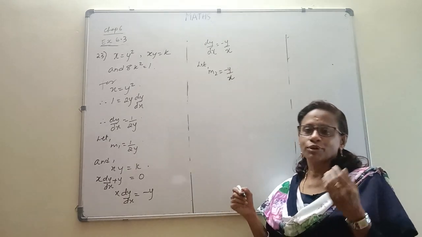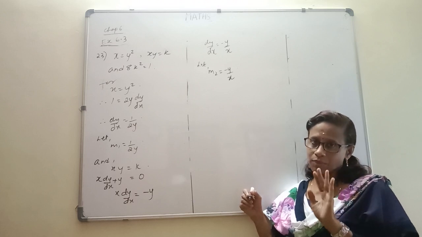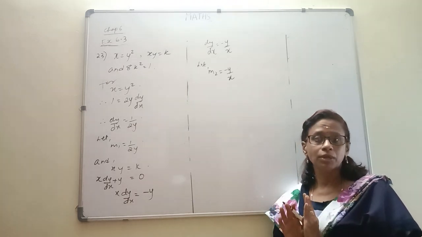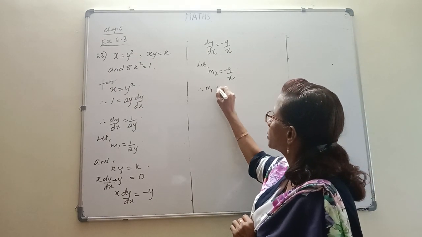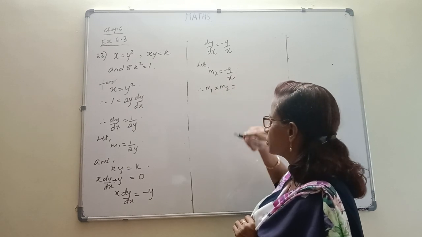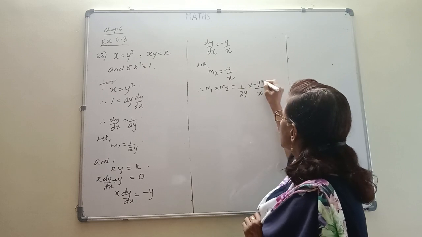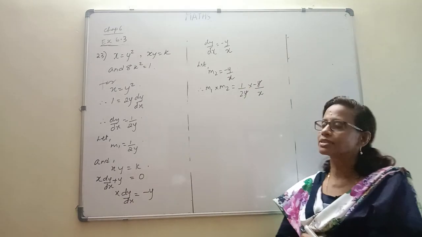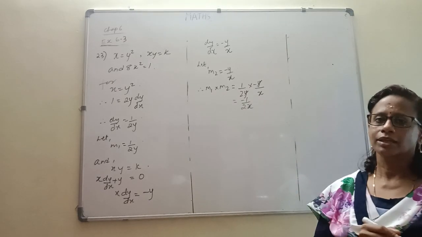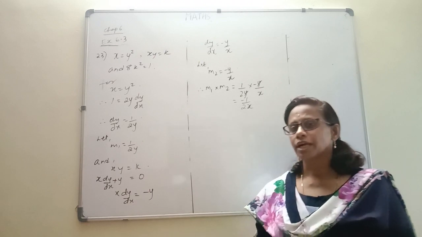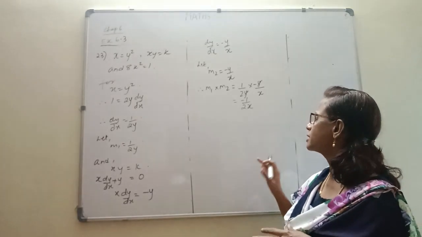Now we all knew from the introduction that we have to somehow get m1 into m2 as -1. At least we'll find out what m1 and m2 are and check whether we're getting -1 or not. So let's do m1 into m2. m1 is 1 by 2y and m2 is minus y by x. Okay, y is cancelling. That itself is a convenience. Now we have it reduced to -1 by 2x. We are not able to simplify it further. It is staying at -1 by 2x. But it's okay, at least something.